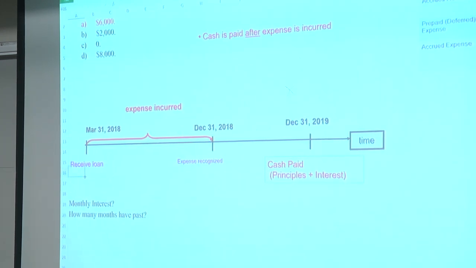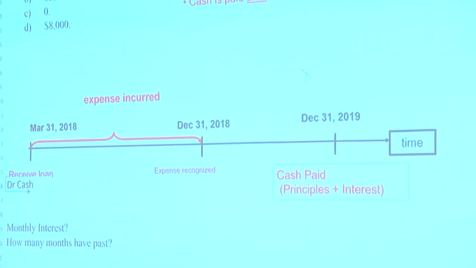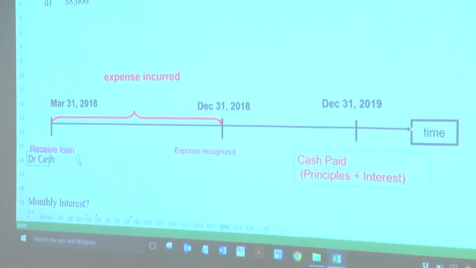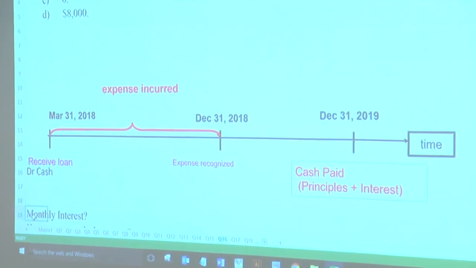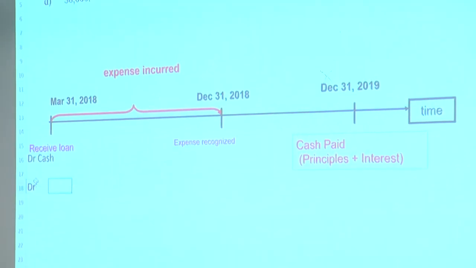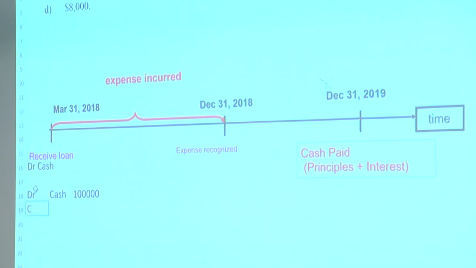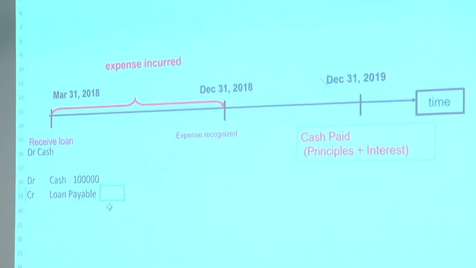So on March 31st, we have more money, and the total amount we borrow is 100,000. Debit cash for 100,000, and then credit. That will be our loan payable. Yeah, let's do loan payable, and same amount.